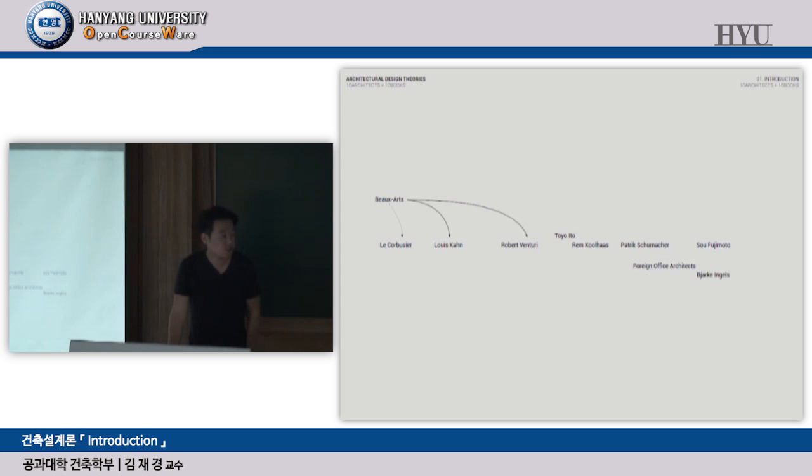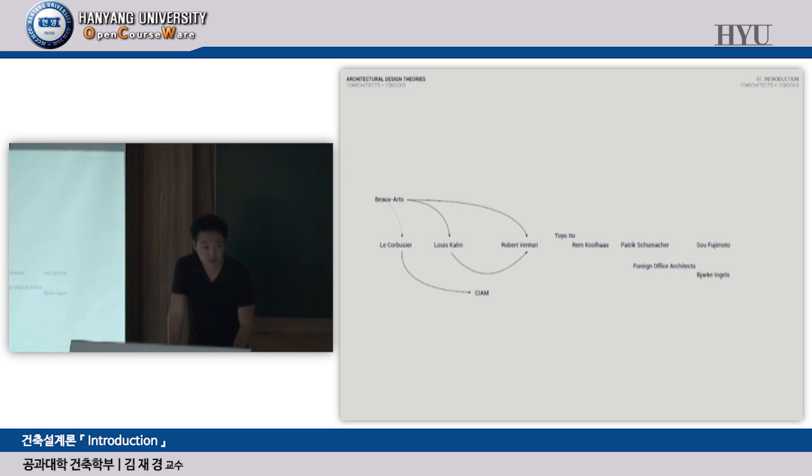Louis Kahn graduated from the University of Pennsylvania. So UPenn was one of the good examples of the Beaux-Arts tradition in American architectural education. Robert Venturi, I think he studied at Princeton University. Princeton also has a Beaux-Arts kind of culture as well. And Robert Venturi was a TA of Louis Kahn, so they have a very strong relationship.